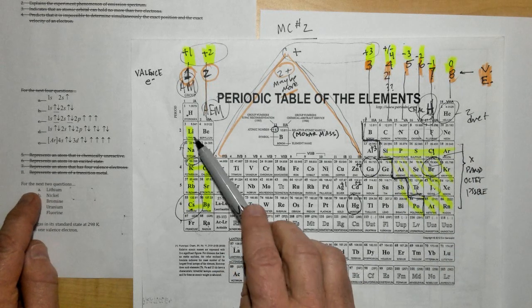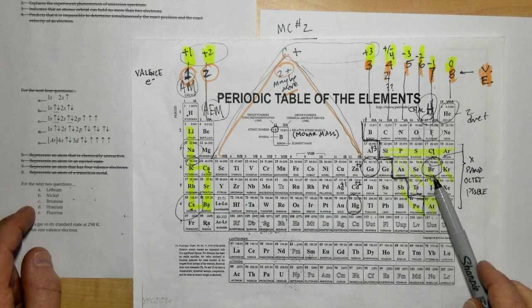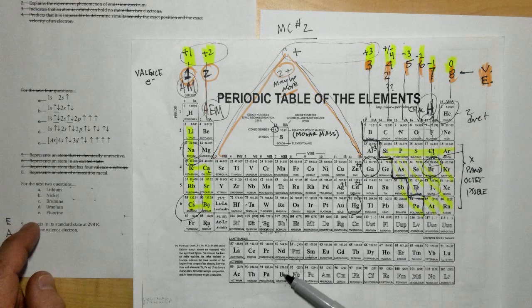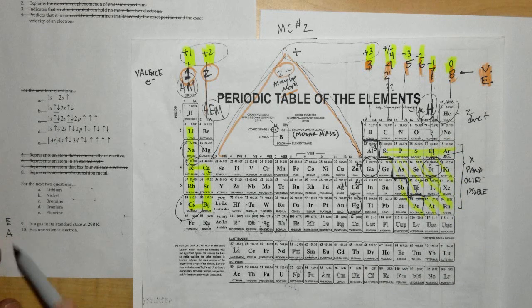So if you look on here, you can find lithium's over here is solid, nickel over here is solid, bromine, once again, is a liquid, it's one of the few. Okay, uranium, which is way down here, which is a solid, and then fluorine. Fluorine is going to be a gas at 25 degrees Celsius, so 9 is E.